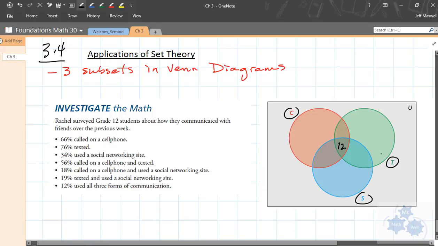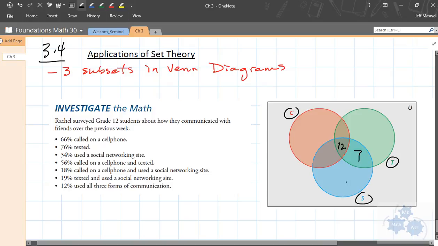Here's the T circle and here's the social networking circle. The overlap between those 2 is not just this part right here. It's actually the whole thing, the intersection of those 2 circles. So the 19 people are going to be in this whole region here. And I already have 12 placed here. So I'm going to put the remaining 7, because 19 minus 12 is 7, right here. I'll put that in black.